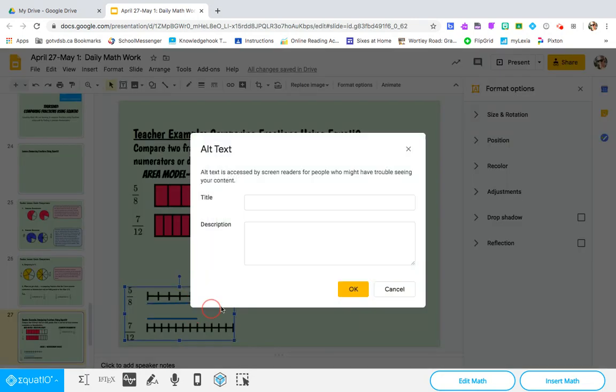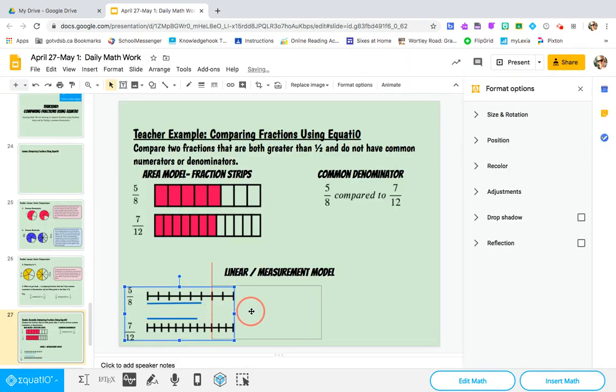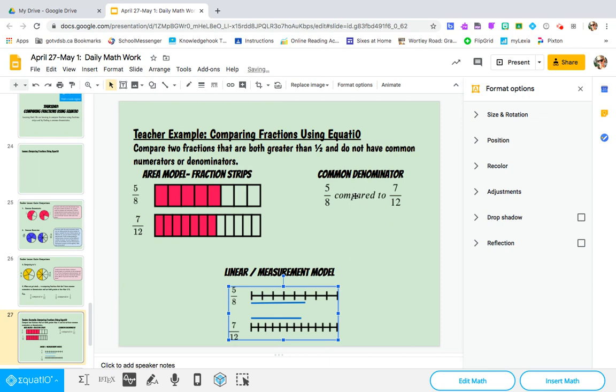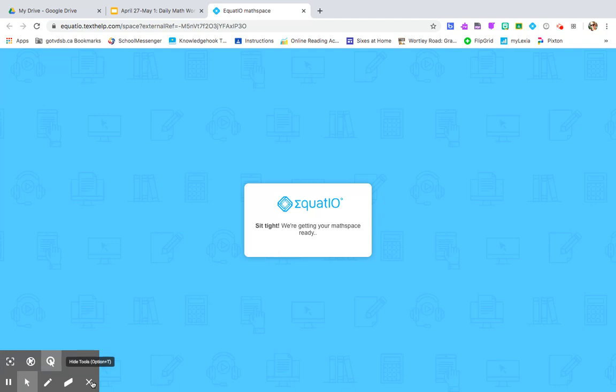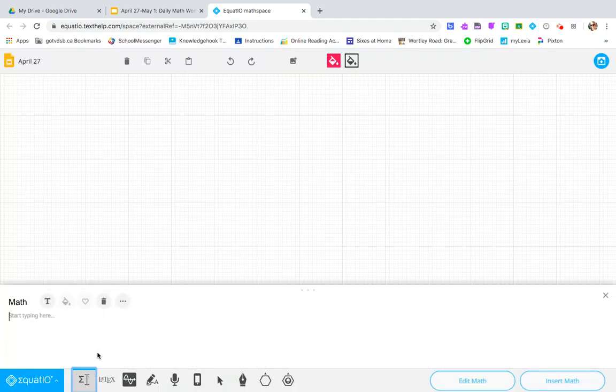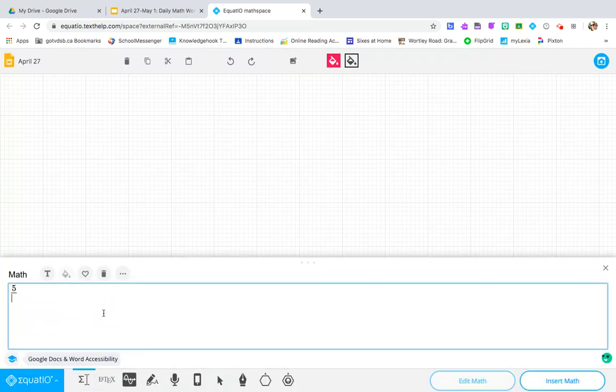So the last way we're going to do it is by finding a common denominator. So let's go back into our math space. And we are this time going to write those fractions down again. 5/8, and I'm just going to leave some space here to help us compare that to 7/12. Insert that into our math space.